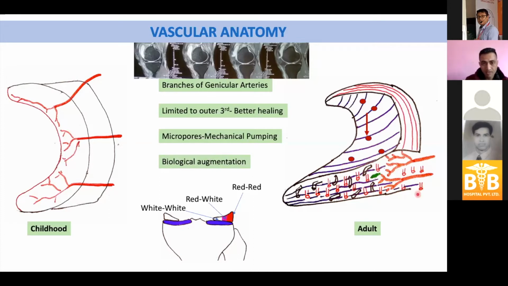And biological augmentation, this is the concept that is done in meniscus repair. This augmentation is done on the outer third while we are repairing the meniscus. Basically, the idea is to enrich the vascularity by stimulating angiogenesis. It may be with the help of a rasp or a diamond rasp, or even with a needle like trephination, making multiple holes on the vascular portion so that it stimulates angiogenesis and promotes healing.